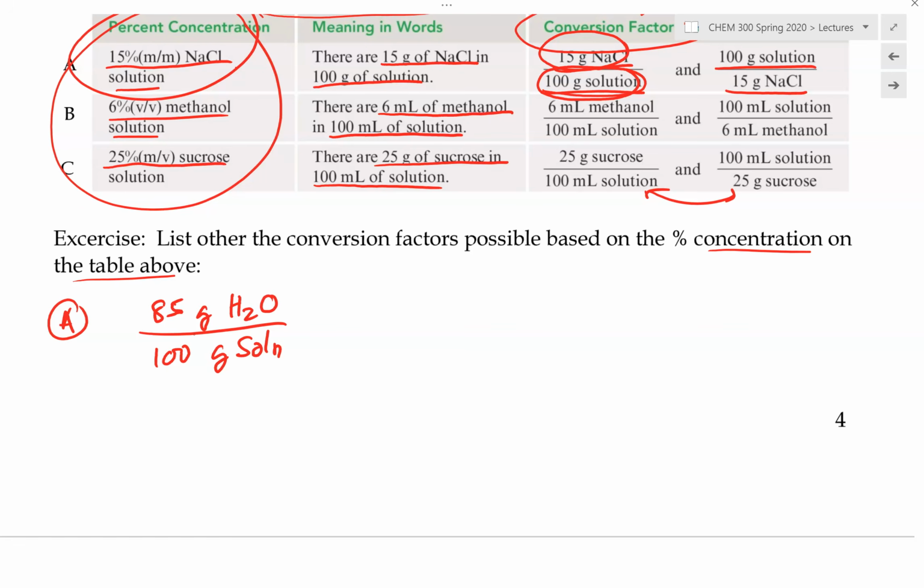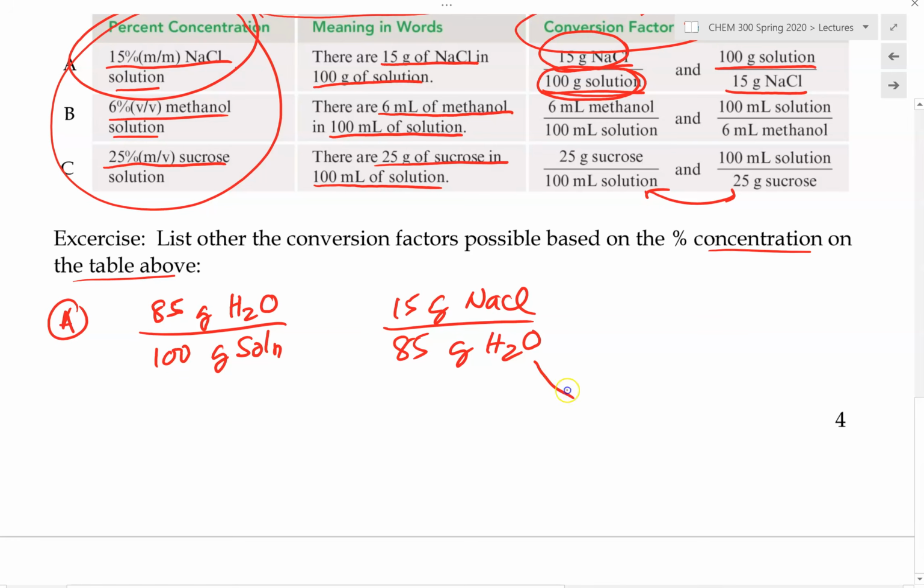I can also write a conversion factor that relates the amount of solute and the solvent together. So we can see in this case the 15 grams of NaCl in this solution, and this solution contains 85 grams of water. So now I can also write on the bottom 85 grams of water. So that would be another unique conversion factor that I can write.